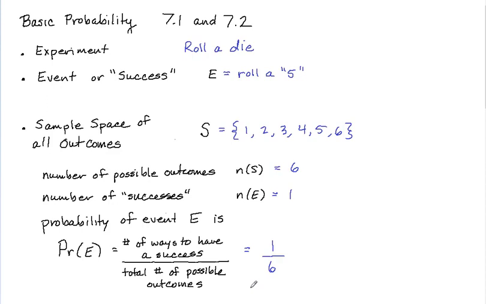Probability is always a number in between 0 and 1. 0 would be an impossible event. There's no way it could happen. 1 would be a certain event. 100% of the time it's going to happen. All the probabilities land somewhere between 0 and 1.